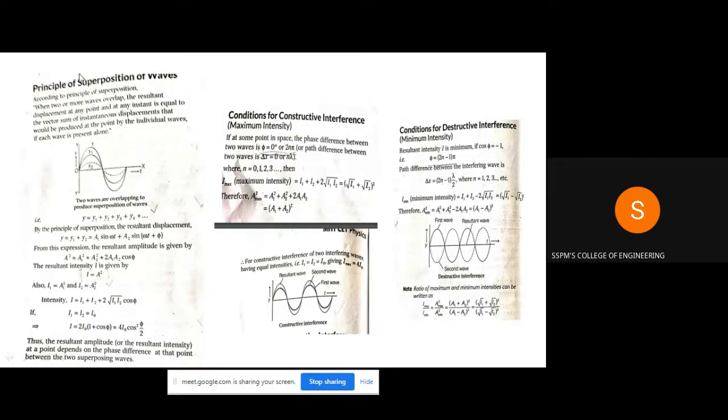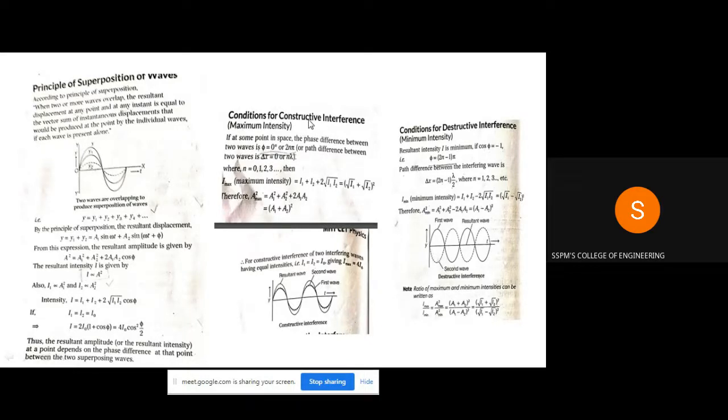So ultimately, as per the principle of superposition of waves, at the point where waves interfere with each other, y equals y1 plus y2, that is the resultant displacement, and I equals I1 plus I2, that is, I equals a1 square plus a2 square. Next, conditions for constructive interference.